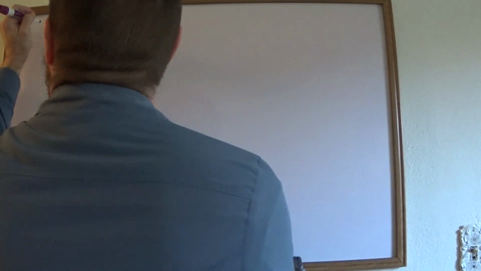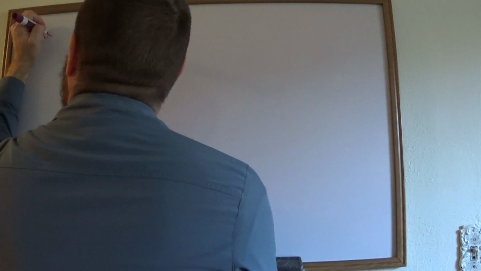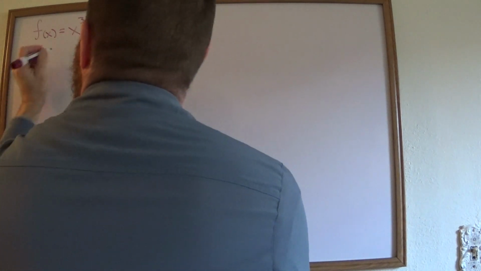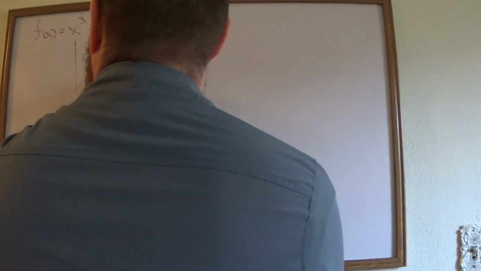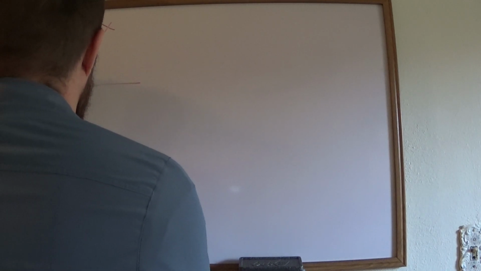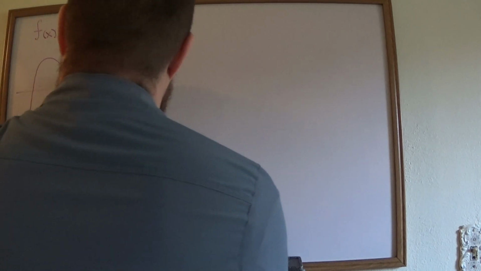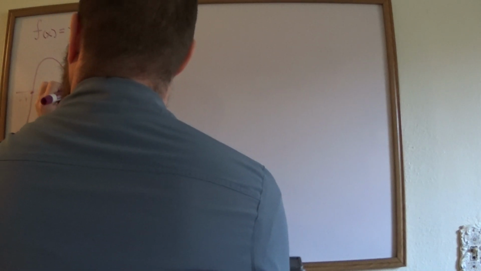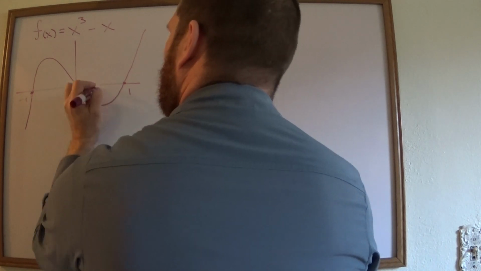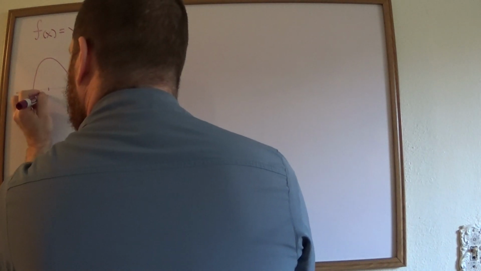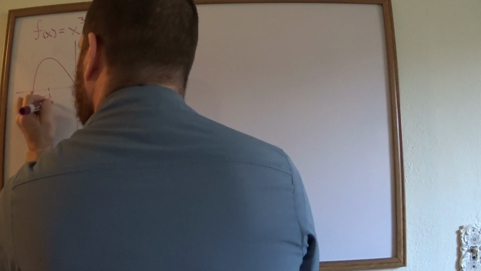Yeah, I do want this up here. We're going to come back to our original function, x cubed minus x. It looked like this. There's -1, there's 0, there's 1 over root 3, -1 over root 3.